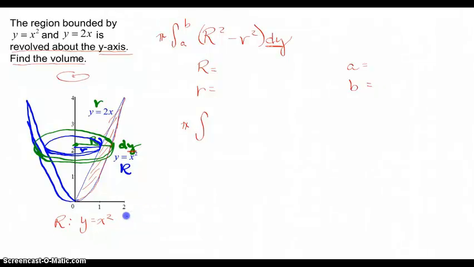Everything has to be in terms of y. I'm integrating with respect to y. So I'm going to take the square root of both sides. So x would have to be the square root of y. So there's big R. Big R is the square root of y. Right here on right shoulder, you can see that big R for the y-axis is indeed a square root graph, right? Now let's look at little r.